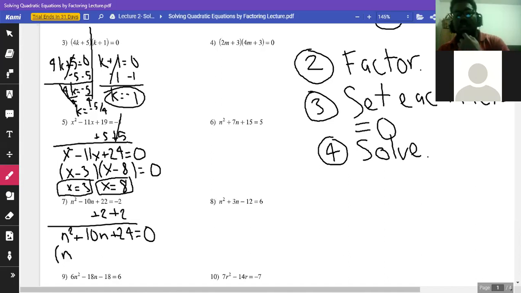So 2 numbers that multiply to give me 24 and add to give me negative 10. I actually need to think about this for a second. So if anyone thinks of it before I do, feel free to let me know. All right, -4, -6. Then if I set each of these equal to 0, I get that either n is equal to 4 or n is equal to 6.